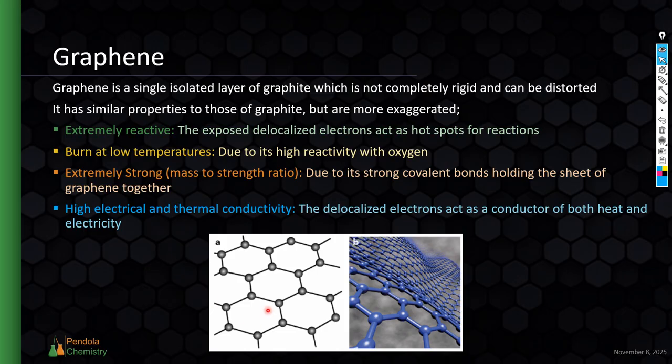giving it extreme strength. And finally, just like graphite is electrically conductive and thermally conductive, graphene has an extremely high electrical and thermal conductivity. The delocalized electrons act as conductors of both heat and electricity in this net, allowing it to conduct electricity just like we saw with graphite. But because it's a single layer, that's a lot more exaggerated as it can conduct all along the net of graphene.